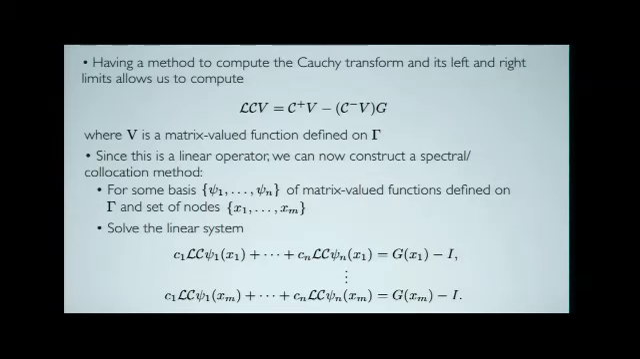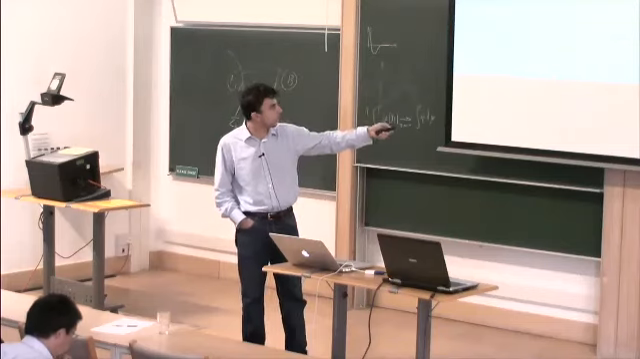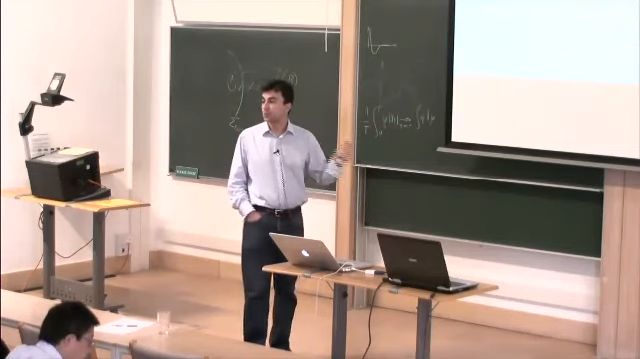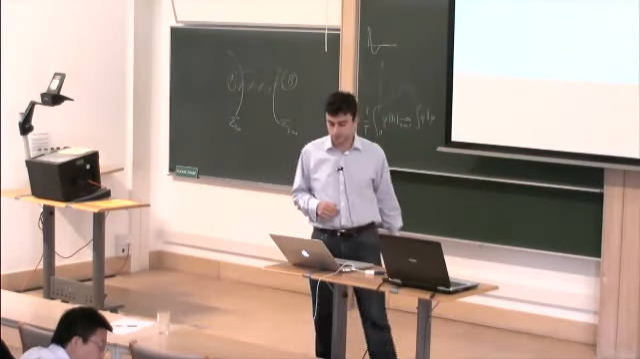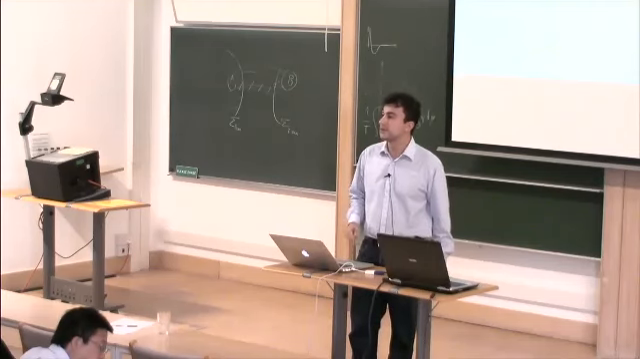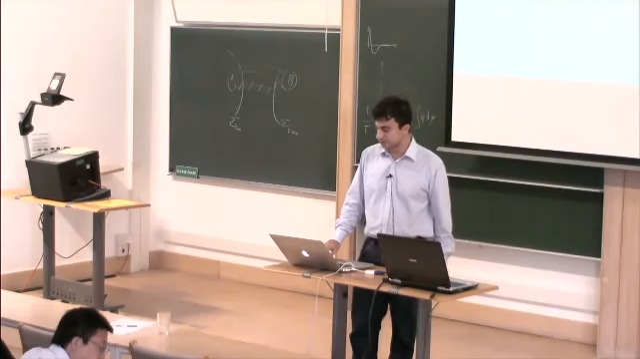Okay. So let's say that we can compute the Cauchy transform accurately. And so we can then also compute the operator here. And then we can just solve our equation as a collocation system. So we're given some points on the curve gamma, x1 to xm, some basis, and we just solve this linear system. And that gives an approximation to the function v. And the Cauchy transform of that approximation is then approximately the solution of the Riemann-Hilbert problem.